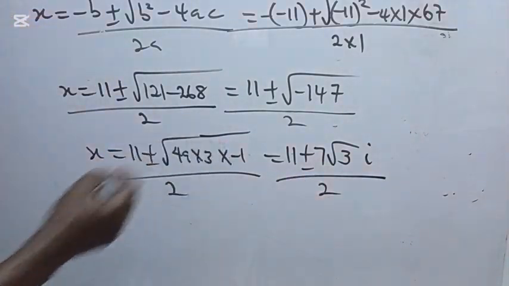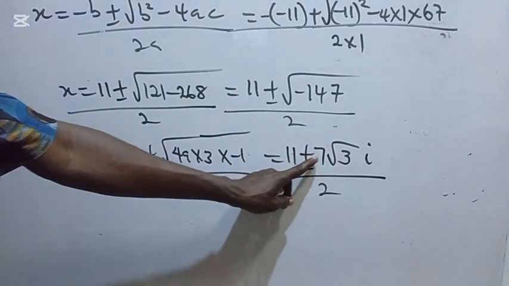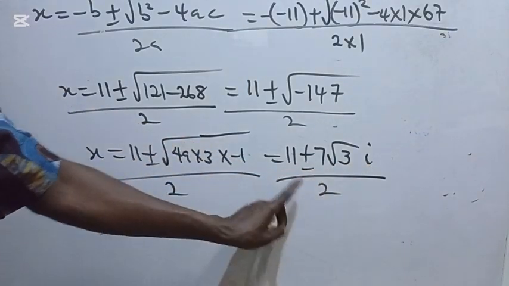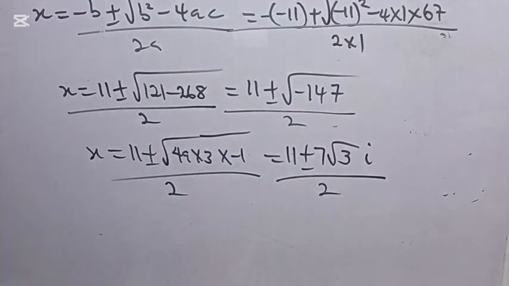So we have gotten two other values of our x. x is now 11 plus 7 root 3 i all over 2, or x is 11 minus 7 root 3 i all over 2. So we have got altogether 6 values of x. So with this, we have come to the end of this question. God bless you. Bye.